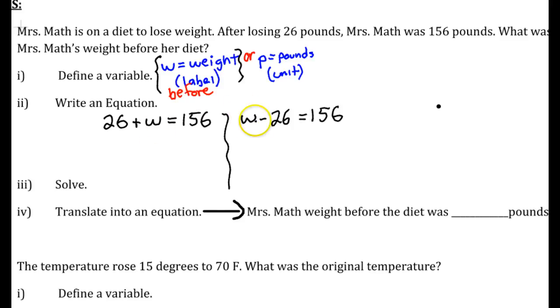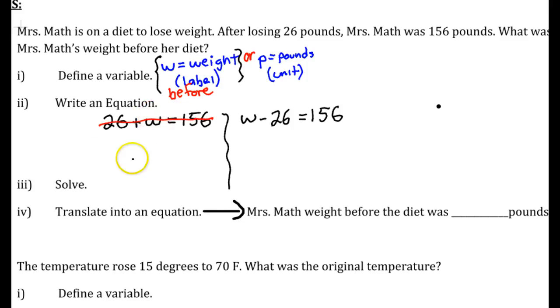Okay, how much she weighed before, then she lost 26 pounds, and now she's 156 pounds. Over here, you take how much she was before and add 26 to that, and it'll equal 156, which means before she weighed less. If you add 26, that means she weighed less before the diet, which doesn't make sense.